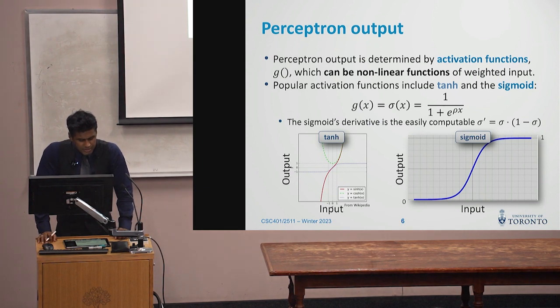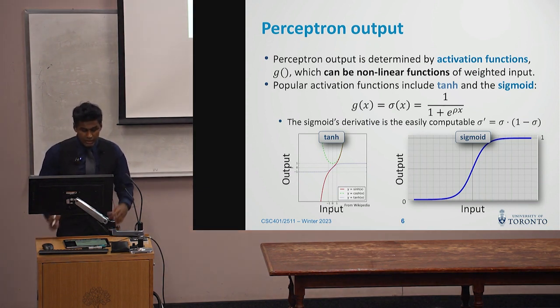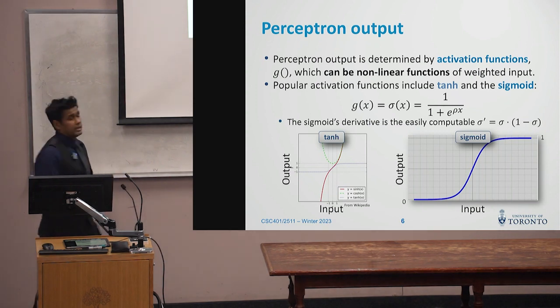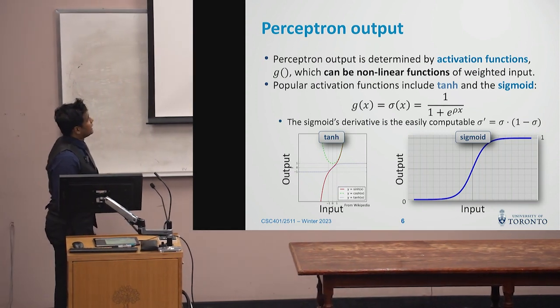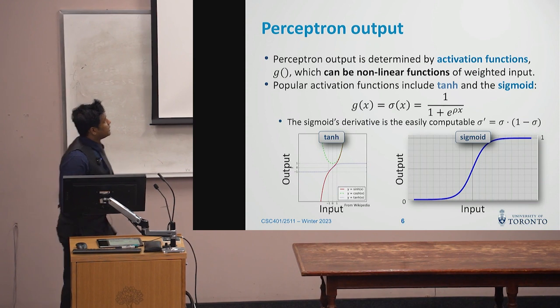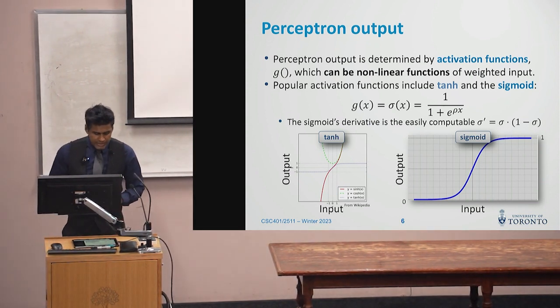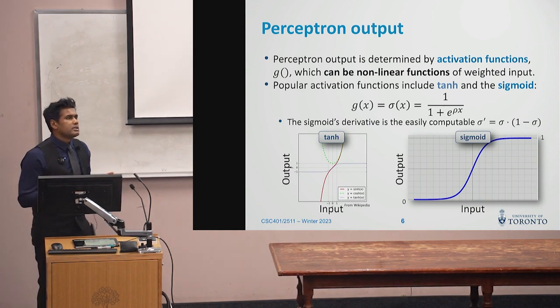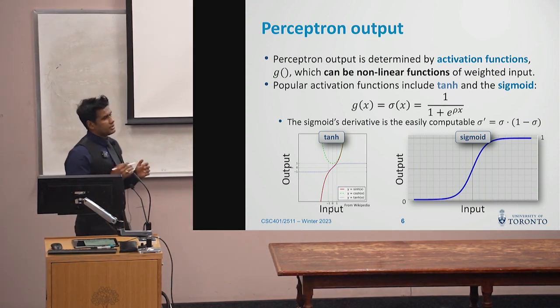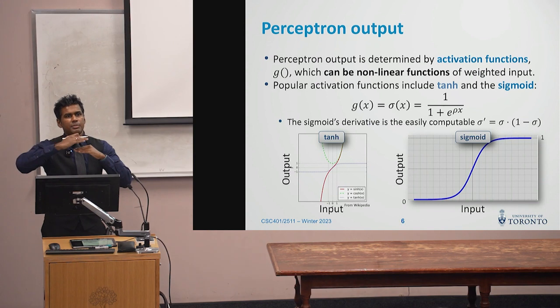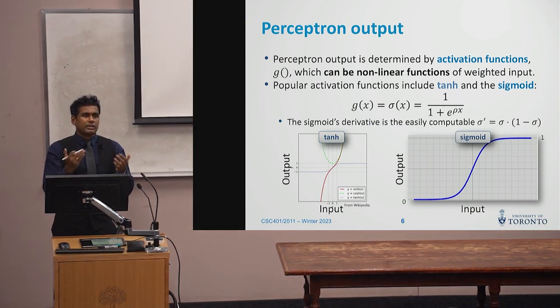Okay, so the perceptron output is determined by activation functions, which can be nonlinear functions of the weighted input. That's why they're also sometimes called nonlinearities. The most popular activation functions are hyperbolic tan and the sigmoid function. The intuition behind activation functions is to think that they suppress or constrain the output within some range, and they're easy to take derivatives of.